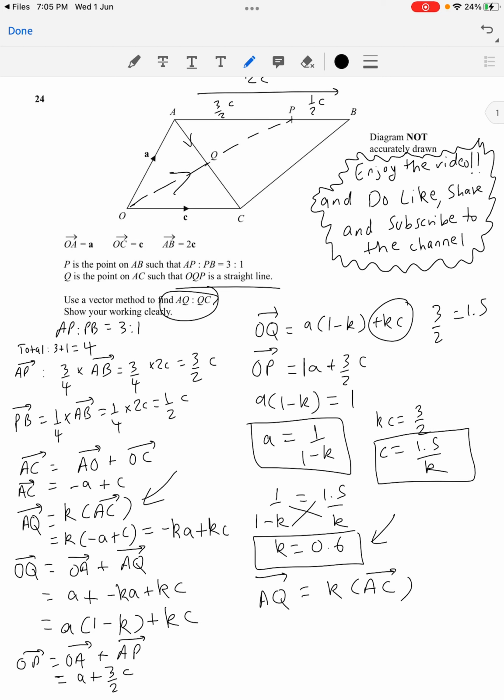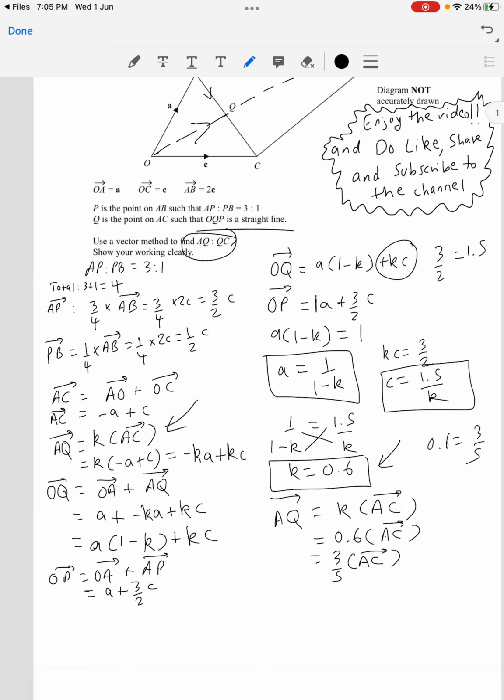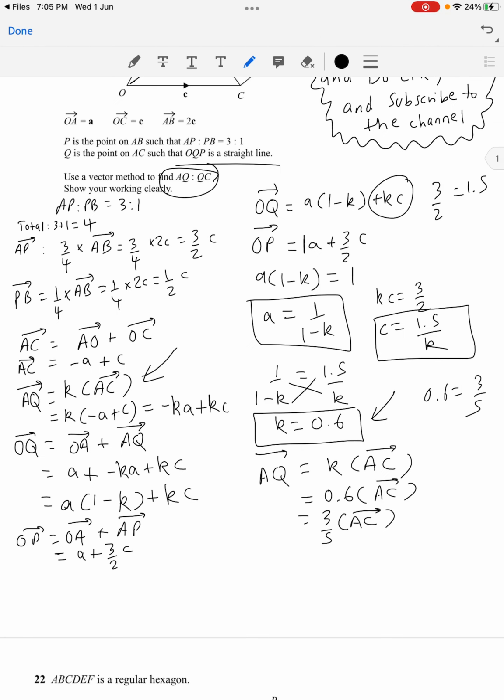Why is K 3 by 5? Because we know it's 0.6 of AC. So that gives a hint that if you put 0.6 in the calculator, 0.6 is equal to 3 by 5. It's just a fractional form. So it's 3 by 5th of AC. That's what we found right here, K. So 3 by 5th of AC, that gives a hint and that we can find out.